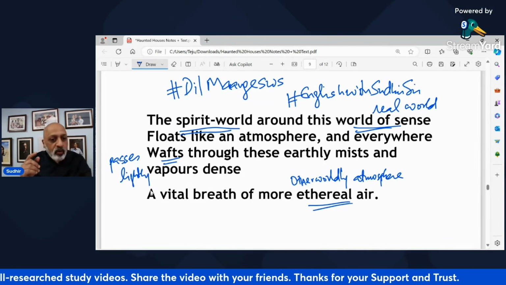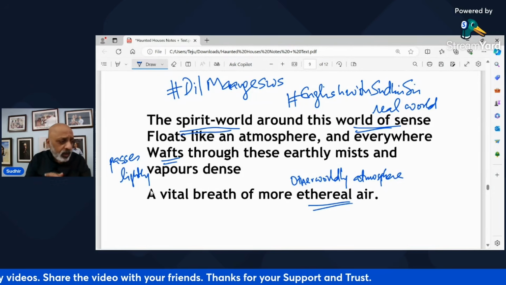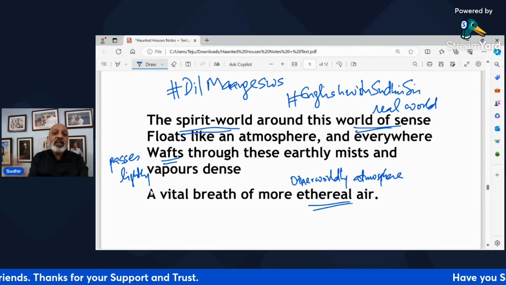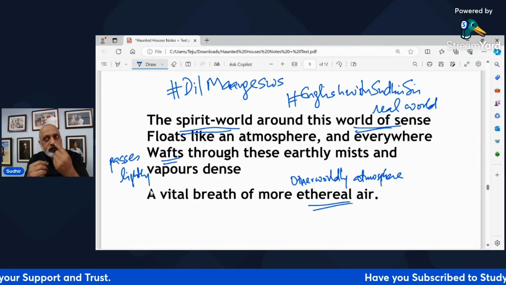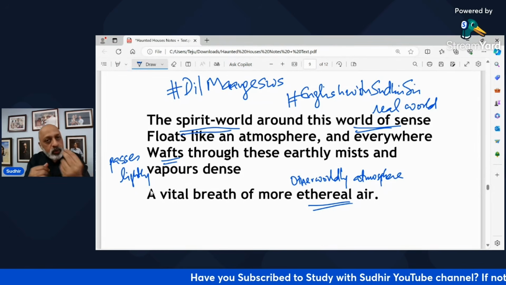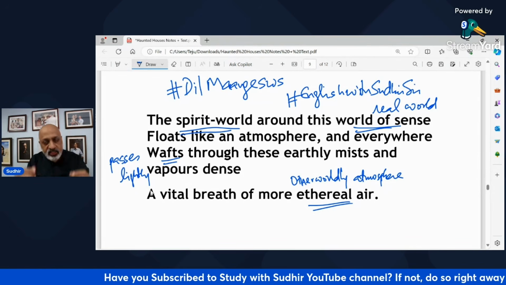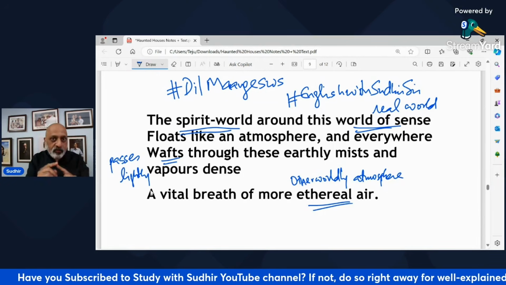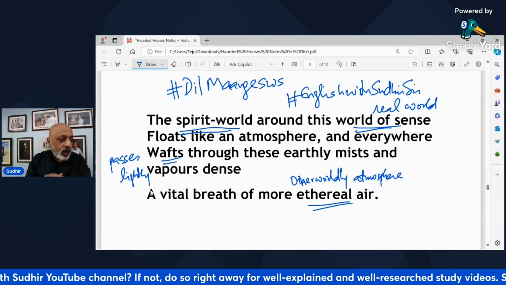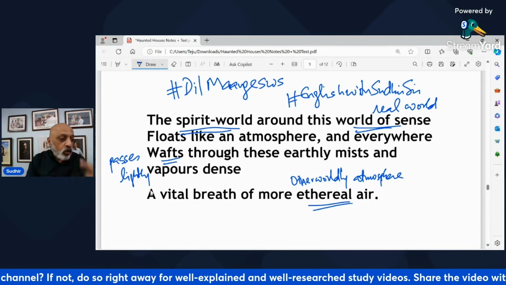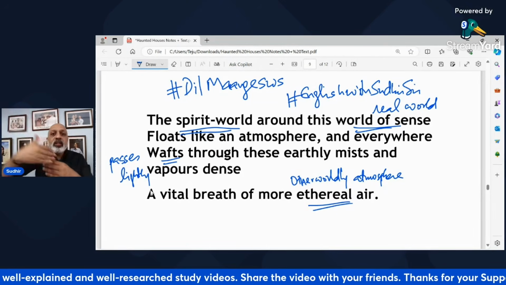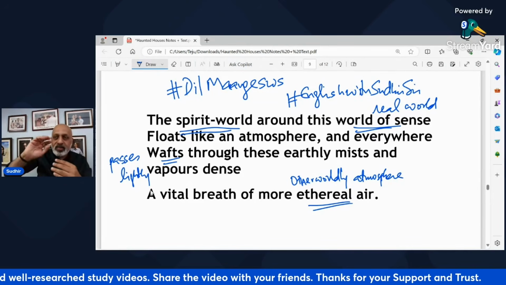So everywhere wafts through. Ka matlab kya hai? It talks about the everywhereness, the pervasiveness of the spirit world. Wafts is generally a word used for smell. So it wafts through the earthly mists and vapors, suggesting once again that it is present everywhere. It is present even though you cannot perceive it. Mists and vapors are also a metaphor, almost like there is a veil between the two worlds. You know, there is a mist.